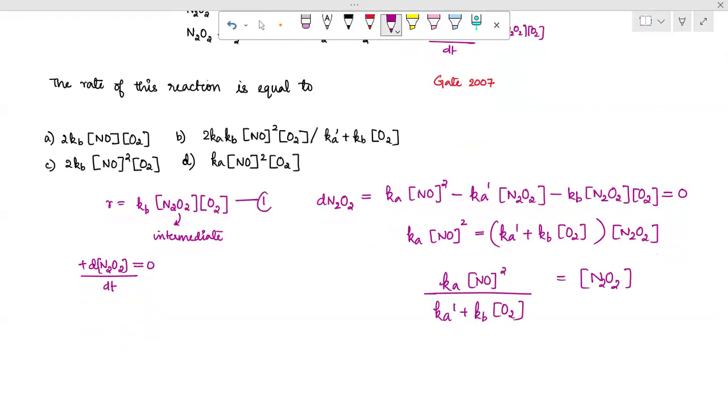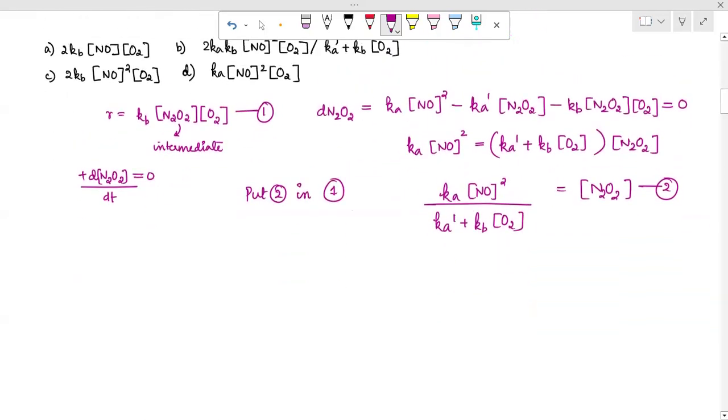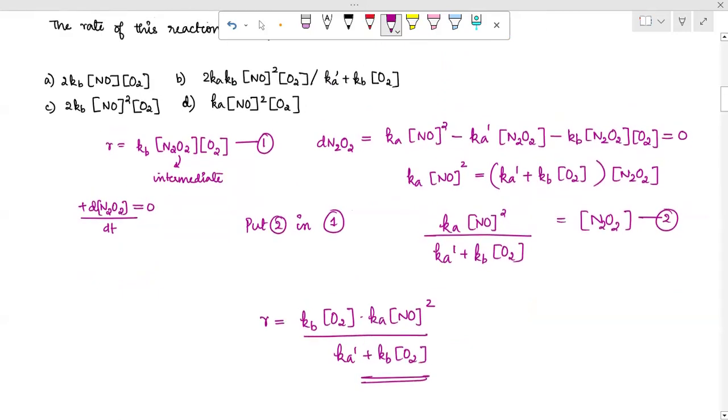Now, if this is 1 and if this is 2, I'll put 2 in 1. So what do I get? I get R is equal to Kb, concentration of O2, into Ka, concentration of NO to the power 2, divided by Ka prime plus Kb O2 is what I'm getting. Now let's check the options.